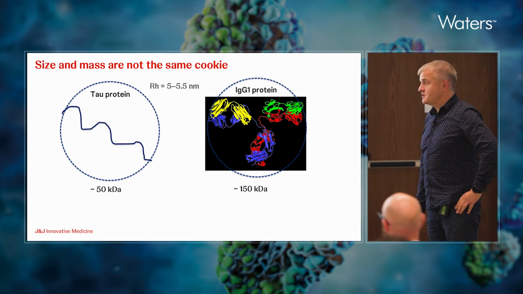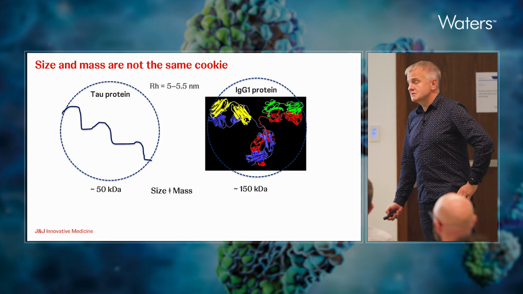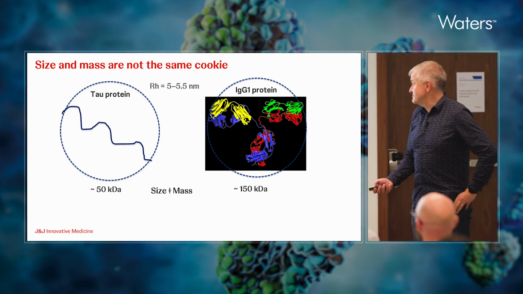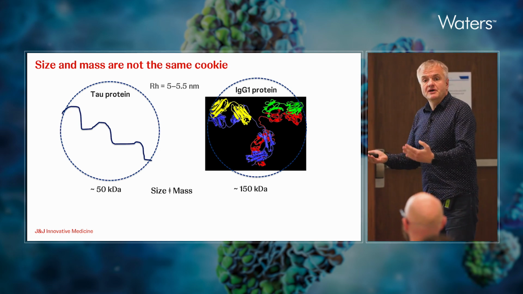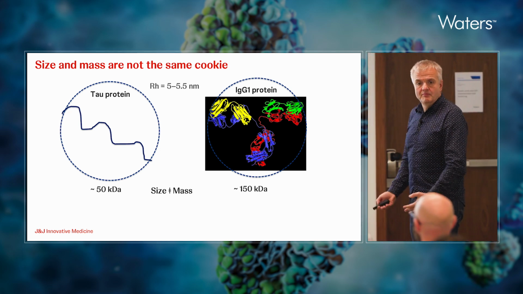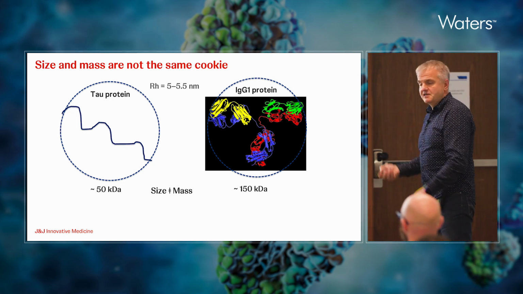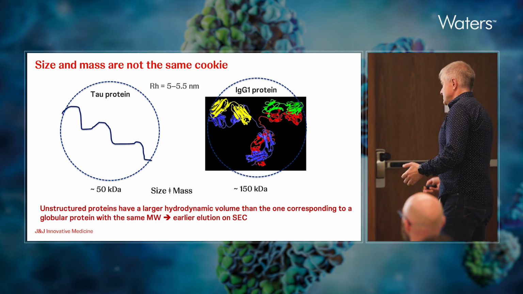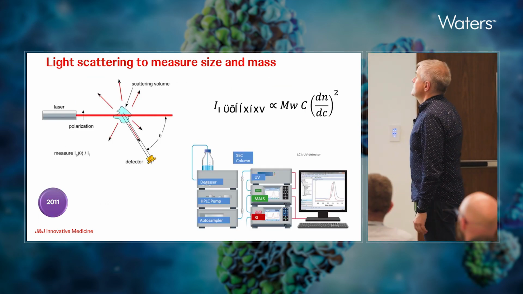However, tau protein is 50 kilodaltons, whereas IgG is 150 kilodaltons. And we just remember that size and mass are not necessarily the same thing. Since they have the same hydrodynamic radius, there is no surprise that tau protein elutes at the same position as an IgG would elute, which corresponds to a molecular weight of more or less 150 kilodaltons, right? So unstructured proteins have a larger hydrodynamic volume than globular proteins, so that explains the earlier elution.